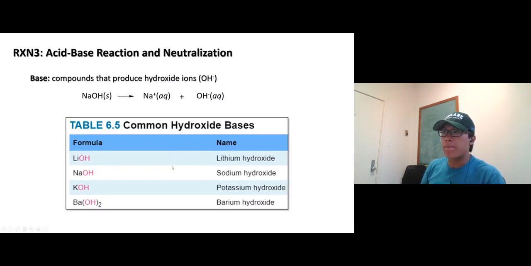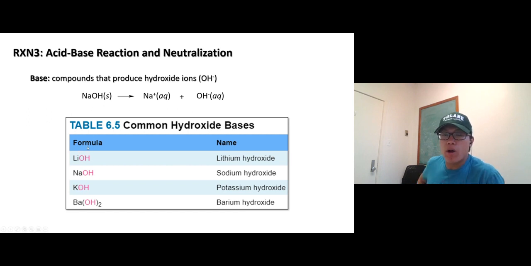Let's talk about the base. Bases are kind of the opposite: those compounds that produce hydroxide ions. Anything you see hydroxide, that's a base, right? Sodium hydroxide breaks apart in water and becomes sodium ion and hydroxide ion. Sodium hydroxide is one of the strong bases that we have. We have lithium hydroxide, sodium hydroxide, potassium hydroxide. Basically, the hydroxides of group 1 are bases.